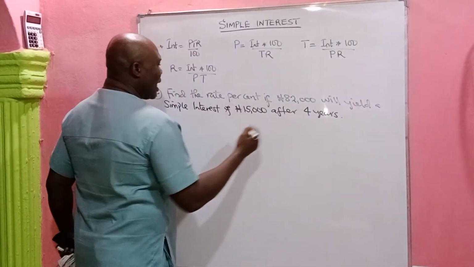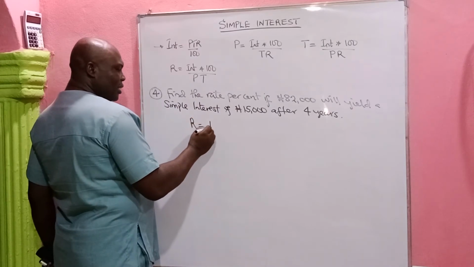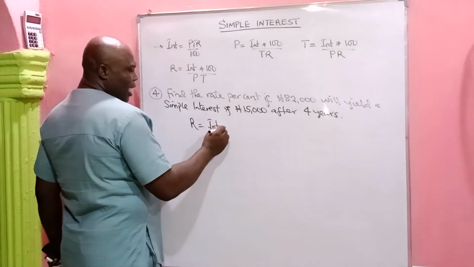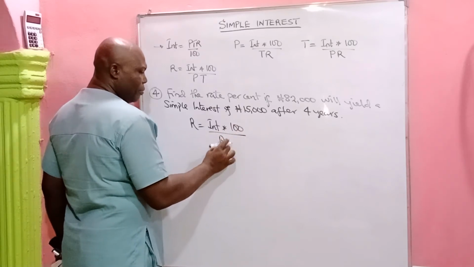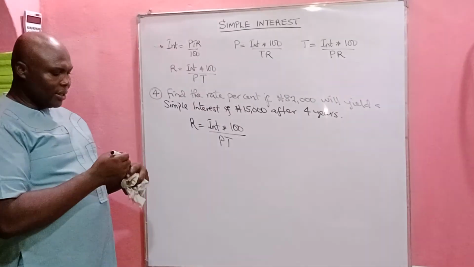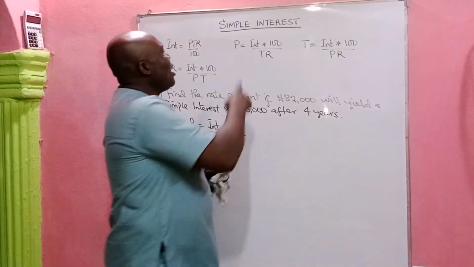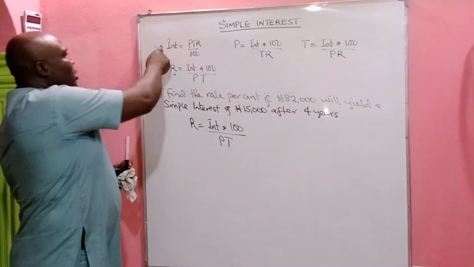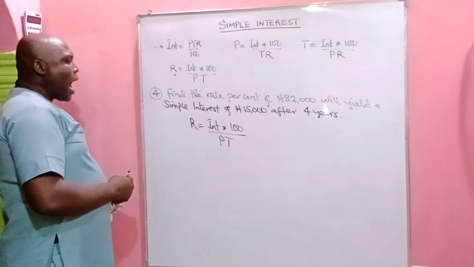All right, so if you look at this, they want us to find the rate. Our rate, of course, is given as interest times 100 all over principal times time. That's the rate. In the same manner, you can find principal. We've done the time, we've done this, we've done that. You can try the principal on your own. So how do we do this?